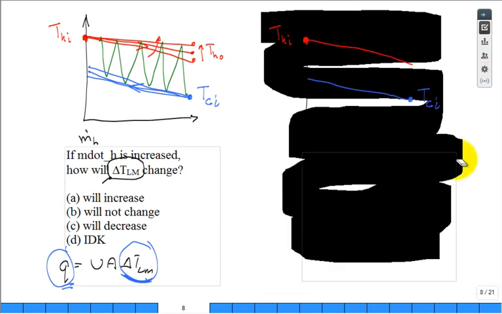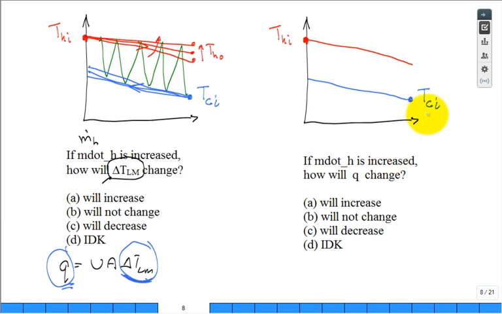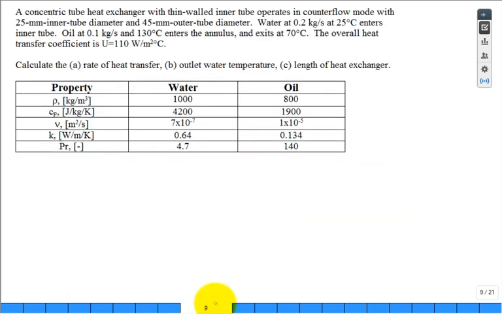How about this next question? If the mass flow rate of the hot is increased, how will Q change? I just answered that. Let's move on. Let's solve this problem. We have a concentric tube heat exchanger with a thin-walled inner tube. When you see a thin-walled inner tube, basically there's negligible resistance to conduction through the wall of that tube. Negligible difference in diameter for that thin-walled inner tube. It operates in a counterflow mode with this inner diameter and that outer diameter.